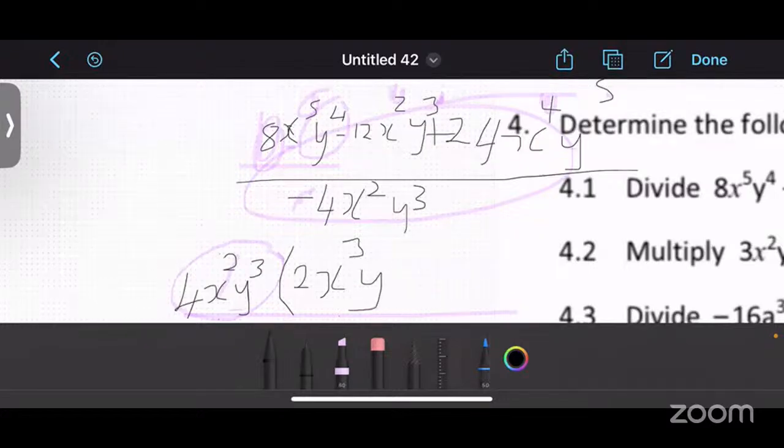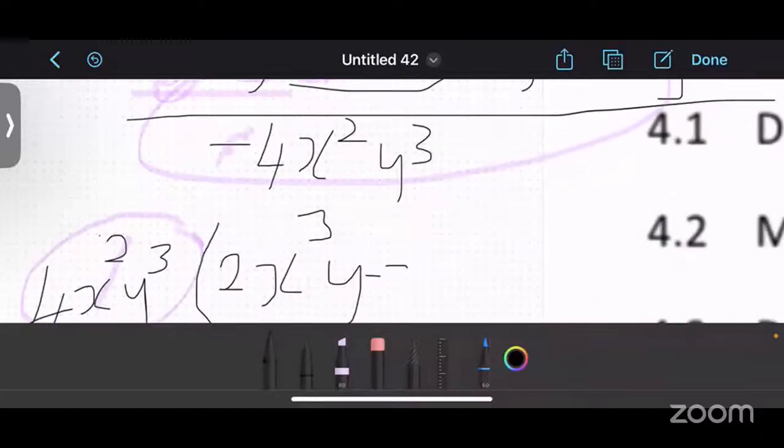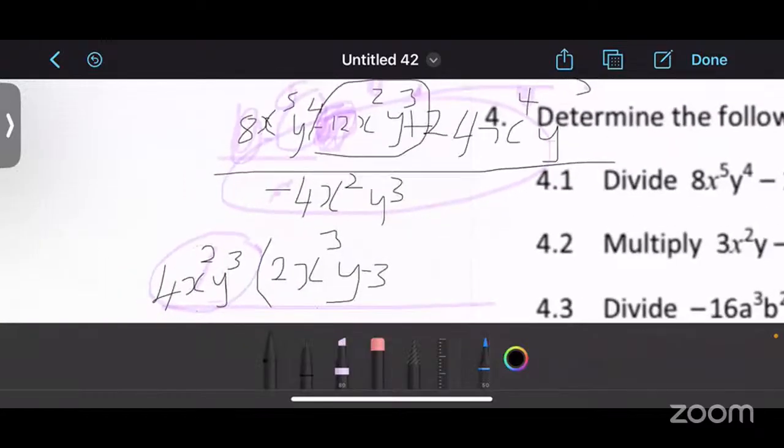And okay, now let's move to here. What is it that I can multiply 4 with and I get a negative 12? Negative 3. Negative 3. What can I multiply x squared with for me to get x squared?